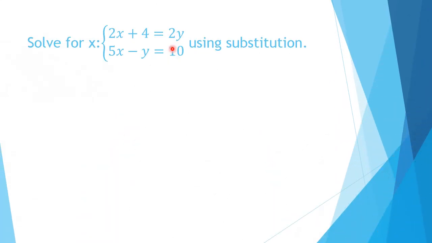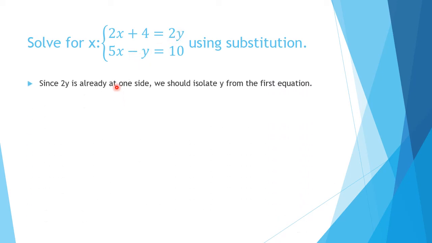So now, solve for x using substitution. We see that y is nearly already isolated. So we want to substitute y into this equation, and we do this first by isolating y. So we divide everything by 2. We get y is equal to 2x plus 4 over 2, which is equal to x plus 2.